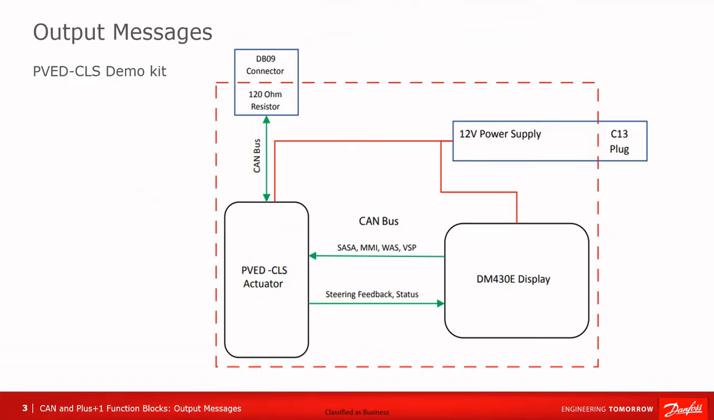The display receives messages from the PVED CLS, such as steering feedback and operational state and status messages. The display simulates inputs from the sensors and transmits these signals along with MMI to the PVED CLS. The display uses these messages to show relevant information to the operator.